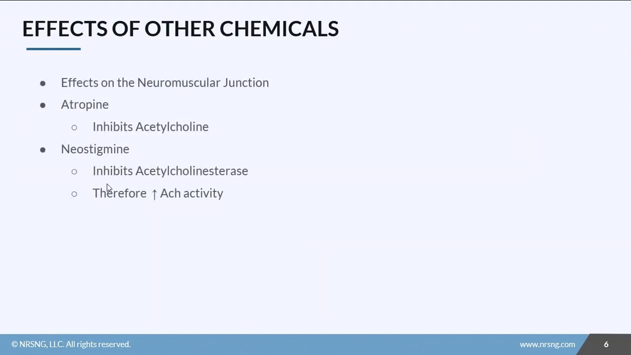Now, one quick thing to know is that there are other exogenous chemicals, and exogenous just means from outside of the body, that can have an effect on this process at the neuromuscular junction, so between nerves and muscles. That just means our nerves and muscles can be doing everything right on their own, but if these chemicals are present at the synapse, it changes what happens. The first one is atropine. Atropine can inhibit acetylcholine. So acetylcholine gets released, it goes across the synapse, it tries to bind, but atropine comes in and inhibits it from working. So acetylcholine gets released but can't actually do its job.